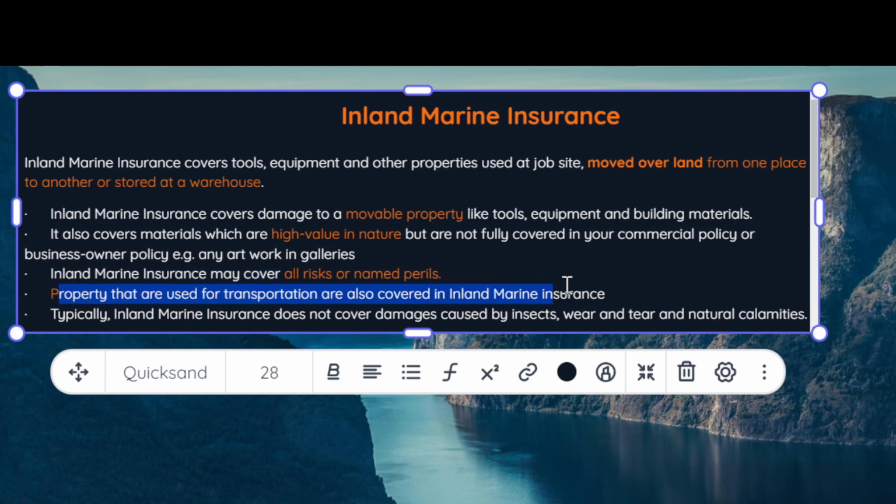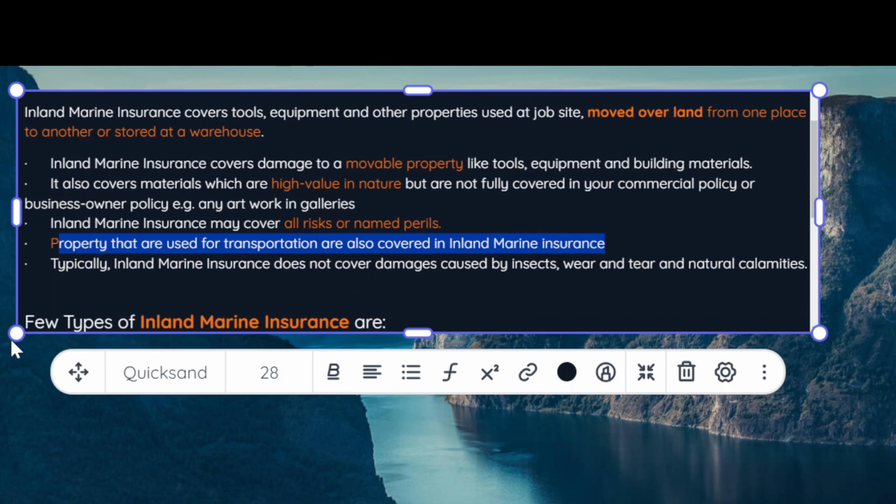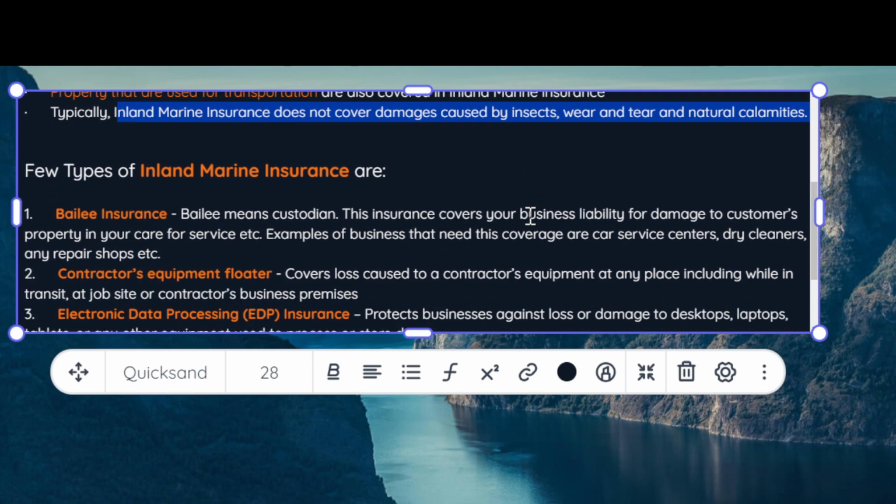The fourth feature says that the property that is used for transportation is also covered in inland marine insurance, right? So not only the goods which you are transferring, but any property that is used for transportation also. For example, a lorry you are using for transporting goods from one place to another can also be covered in your inland marine insurance. And the fifth one says that typically inland marine insurance does not cover damages which are caused by wear and tear, insects, and any natural calamity. These are normally kept out of the normal policy that you buy for an inland marine insurance.